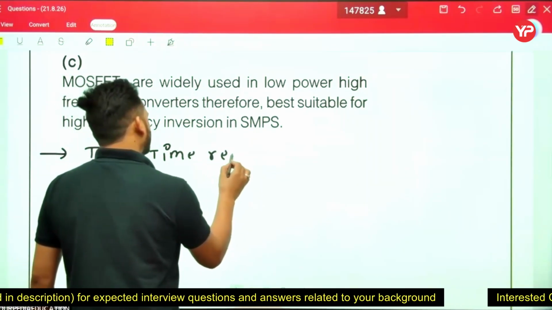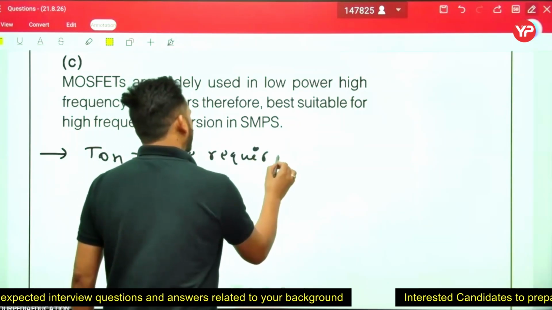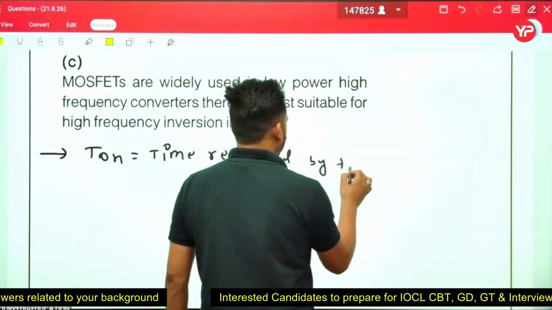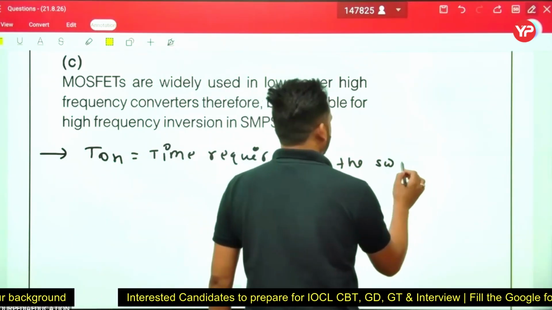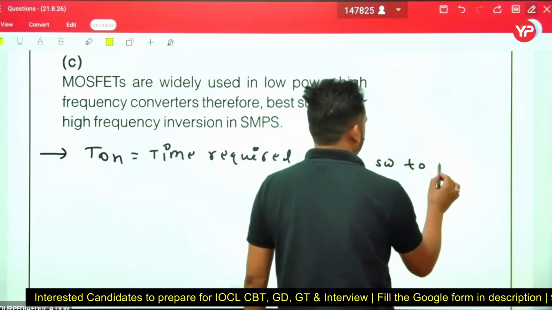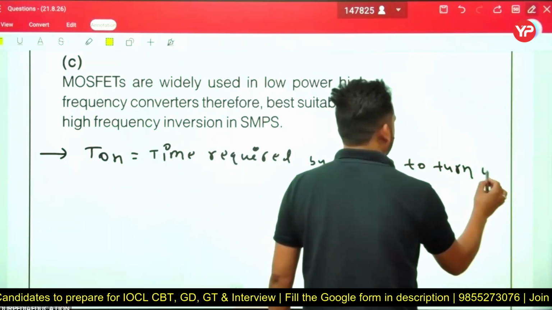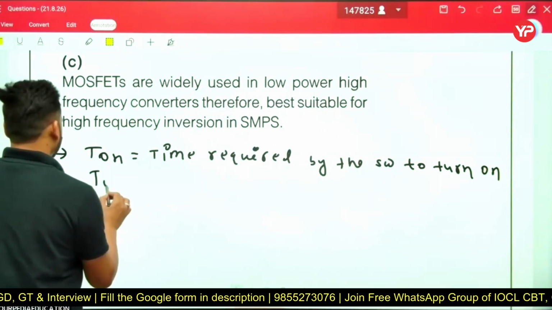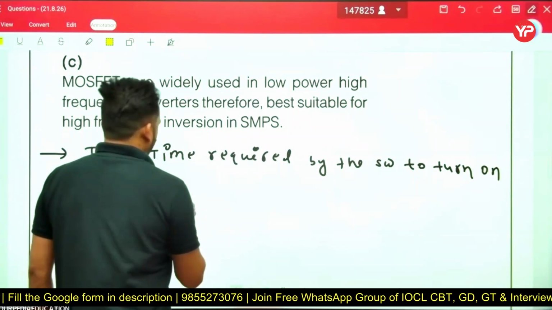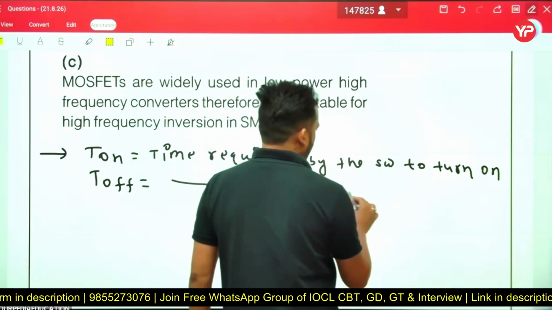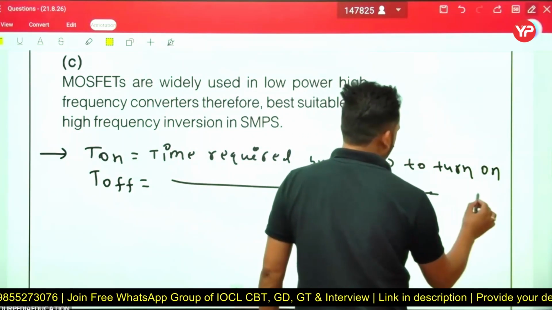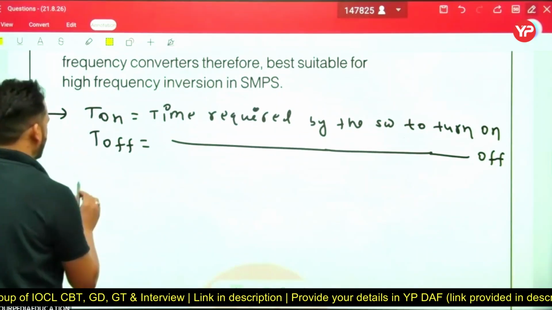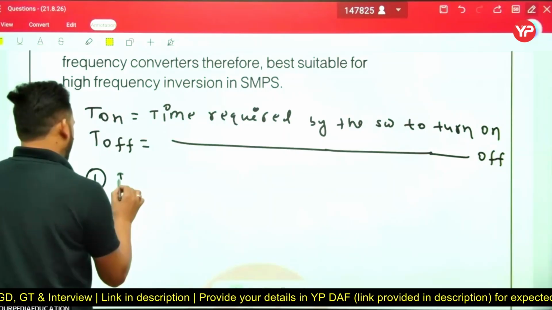Time required by the switch to turn on. Time required by the switch to turn off. Now, first point, duty cycle.